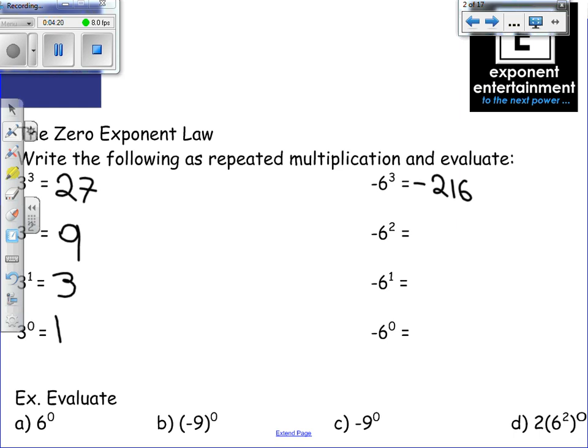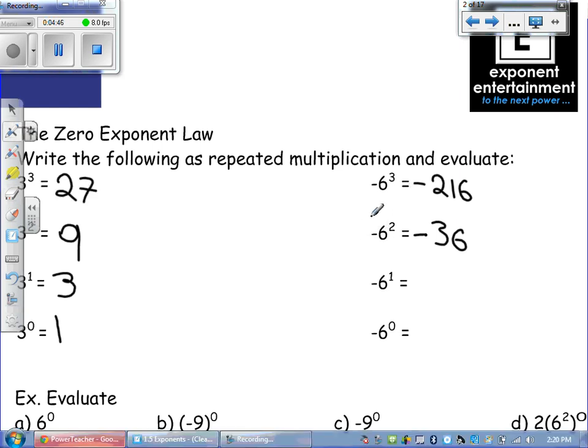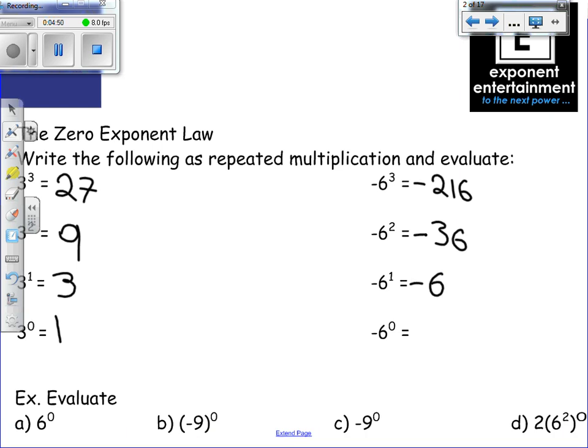-6 squared. It'd be positive 36 if there was brackets. There's no brackets, so we're going to leave it as -36. If there's brackets, it's positive 36. -6 to the power 1 is -6. And -6 to the power 0, without brackets, it's -1. What if it had brackets? It's just 1.